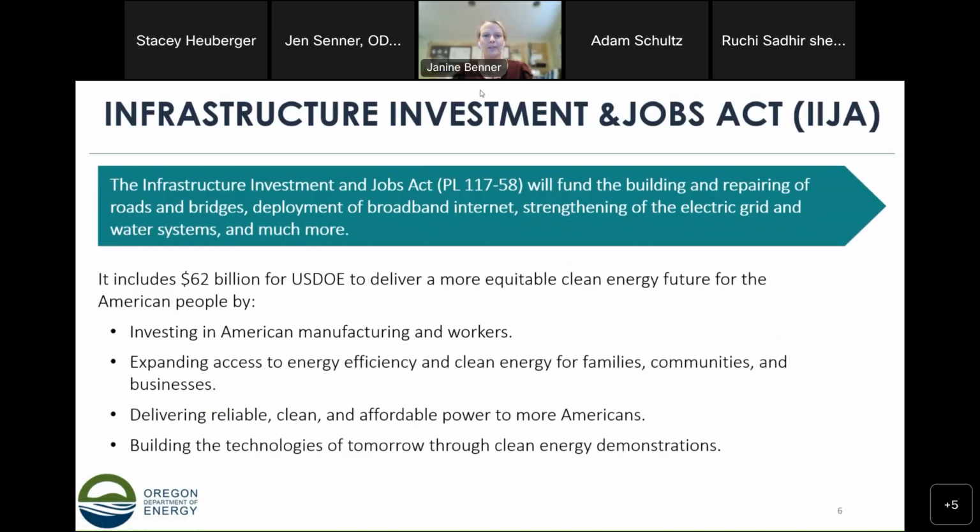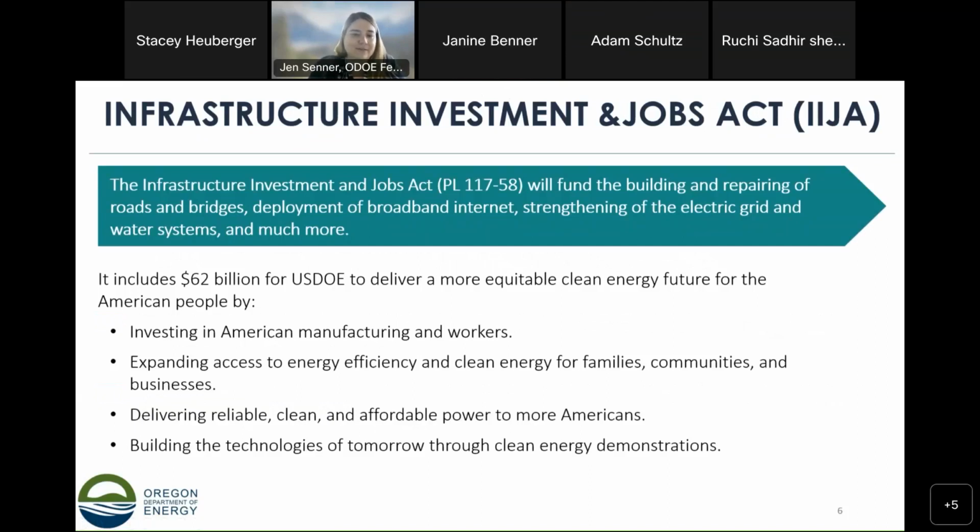And now I will turn it over to Jen Center to talk about this federal funding opportunity. Yes, the federal funding opportunity that we have before us today comes to us through the Infrastructure Investment and Jobs Act. Under the Infrastructure Investment and Jobs Act, you can see that it provides $62 billion for the U.S. Department of Energy to deliver a more equitable, clean energy future for the American people by investing in American manufacturing and workers, expanding access to energy efficiency and clean energy for families, communities, and businesses, delivering reliable, clean, and affordable power to more Americans, and building the technologies of tomorrow through clean energy demonstrations.